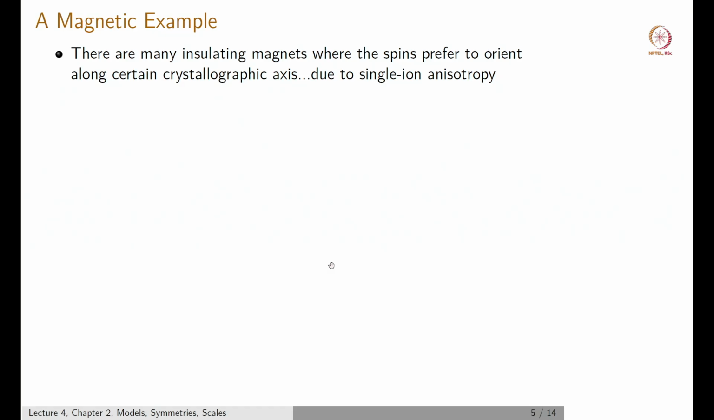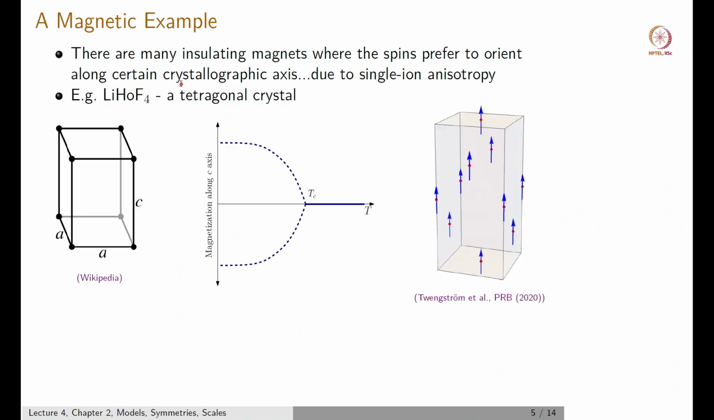There are many insulating magnets where the spins prefer to orient along certain crystallographic axes. This arises from a physics called a single ion anisotropy. I will not discuss what the origin of that physics is, it's just there. An example of a material that has this is lithium holmium fluoride, and it's a tetragonal crystal, and the spins prefer to align along the C axis, this axis.